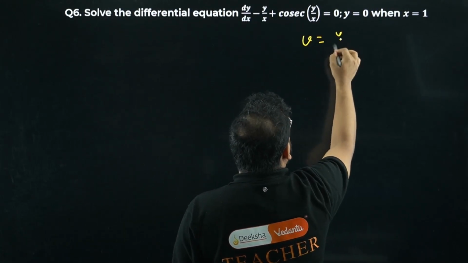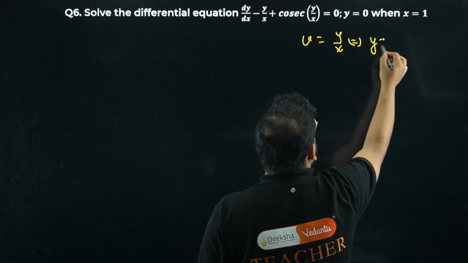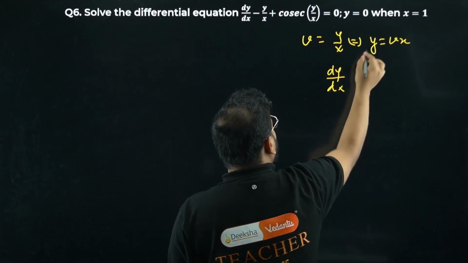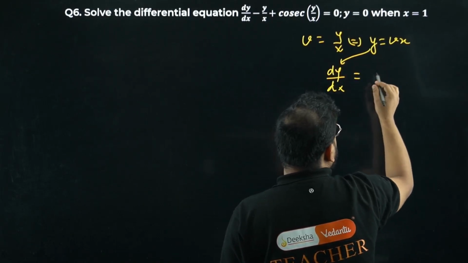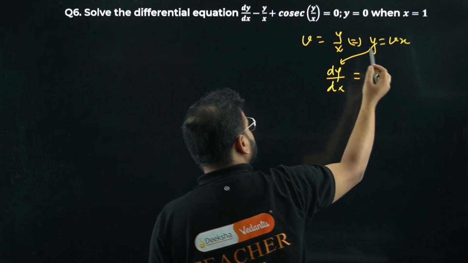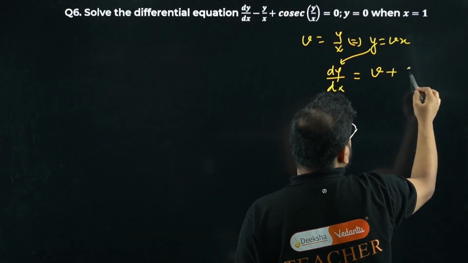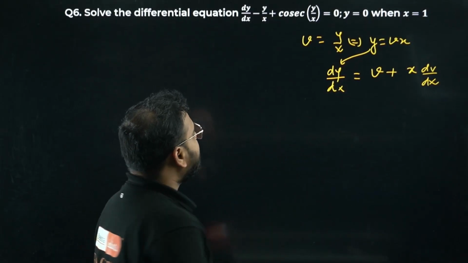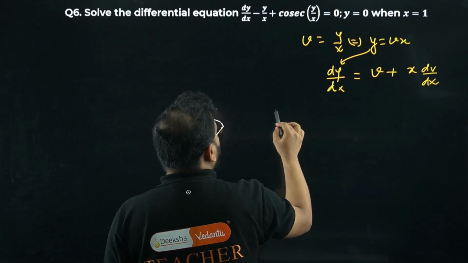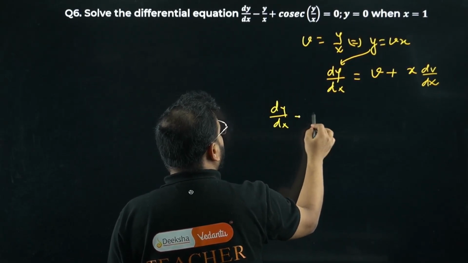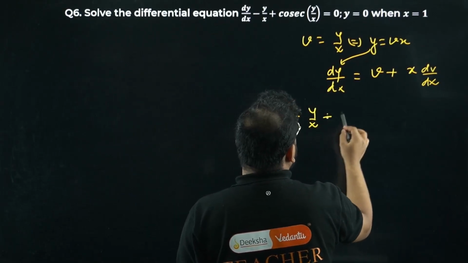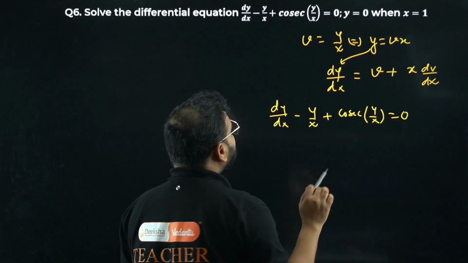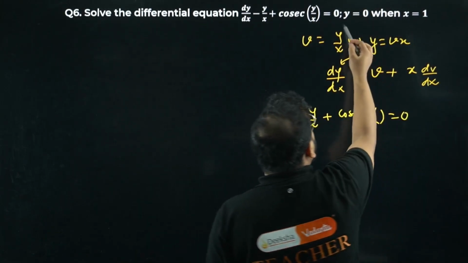v equals y by x, or simply y equals vx. Differentiate this and you get dy by dx equals v plus x dv by dx. This is okay. Now we'll use this substitution in the given differential equation. We have dy by dx minus y by x plus cosec y by x equals 0. One more thing, what type of solution are they looking for? They have given y and x values.